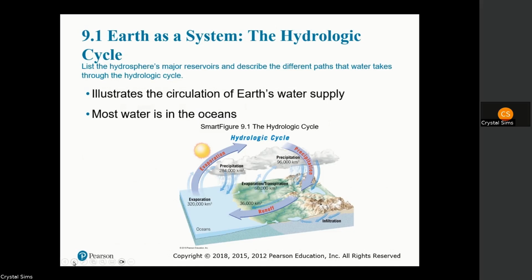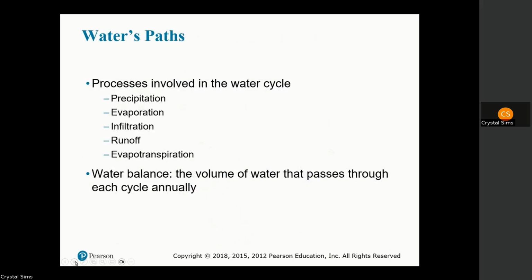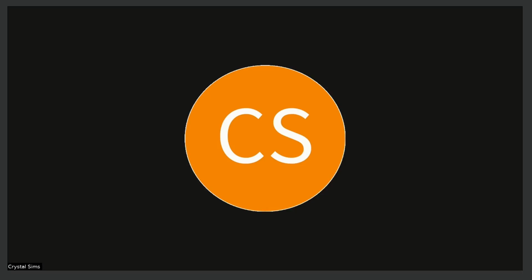However, it's constantly moving between those different spheres in what we call the hydrologic cycle, or the water cycle. And there's a lot of different processes that are involved in this water cycle. So now we're going to watch the smart figure video that goes along with this, so you can see where water is found on and below Earth's surface, and also how the water is cycled through these different spheres through the different processes.